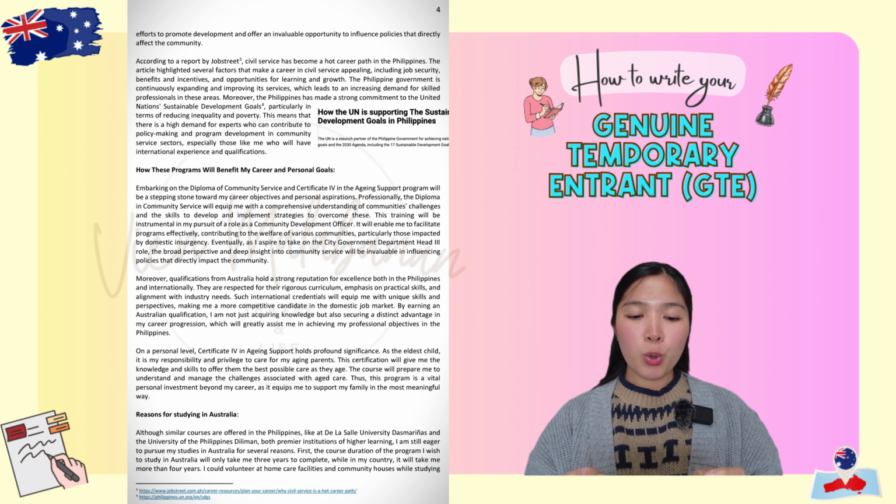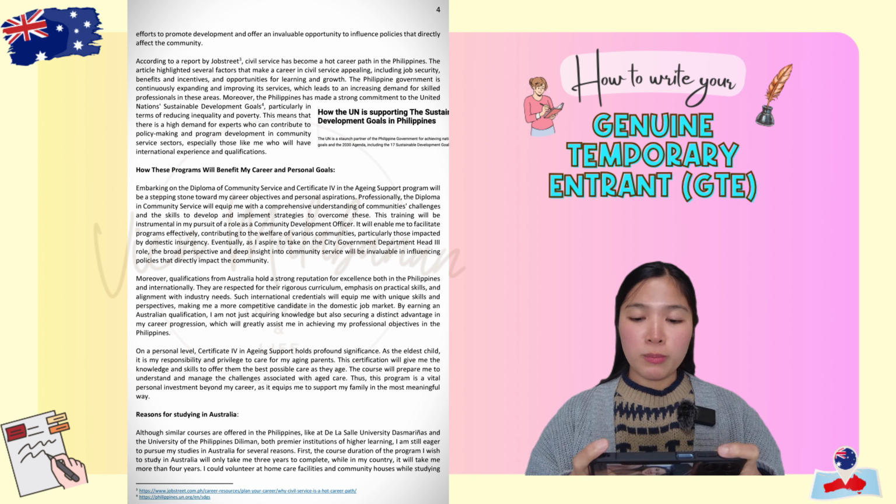Next part is how these programs will benefit my career and personal goals. Embarking on the Diploma of Community Service and Certificate 4 in Aging Support Program will be a stepping stone toward my career objectives and personal aspirations. Professionally, the Diploma in Community Service will equip me with a comprehensive understanding of community's challenges and the skills to develop and implement strategies to overcome these. This training will be instrumental in my pursuit of a role as a community development officer. It will enable me to facilitate programs effectively, contributing to the welfare of various communities, particularly those impacted by domestic insurgency. Eventually, as I aspire to take on the city government department head 3 role, the broad perspective and deep insight into community will be invaluable in influencing policies that directly impact the community.